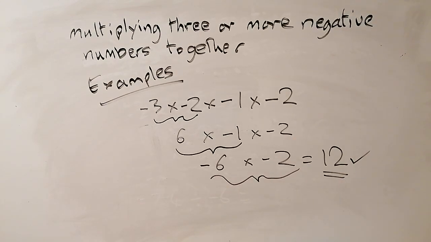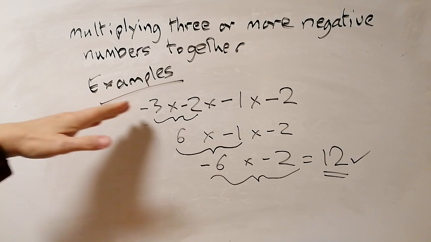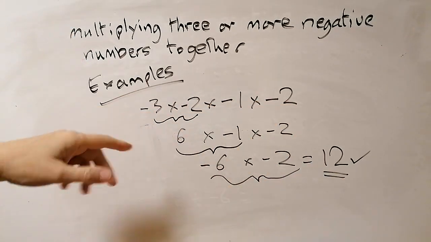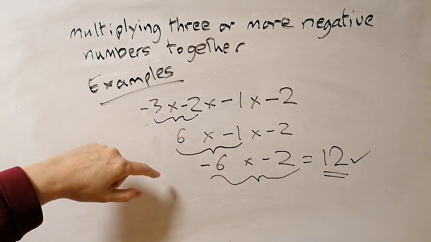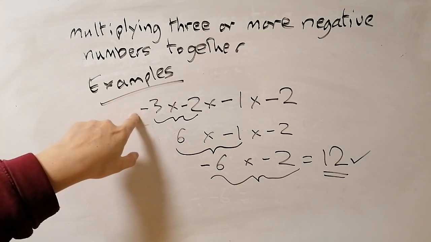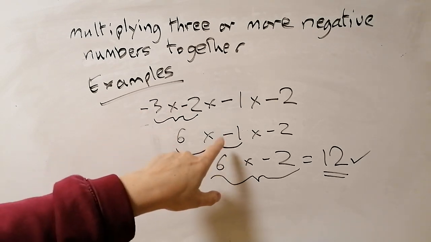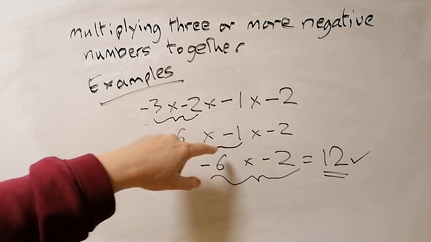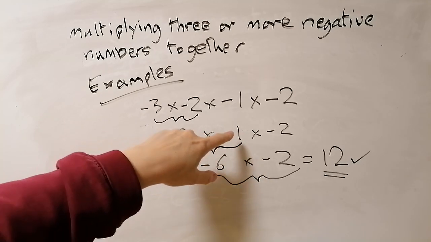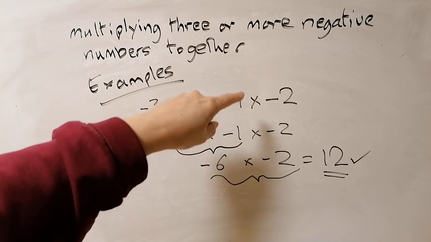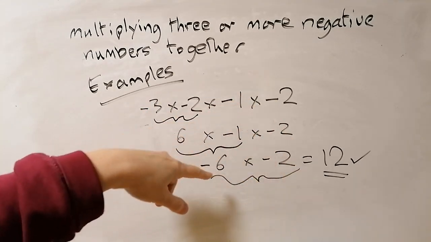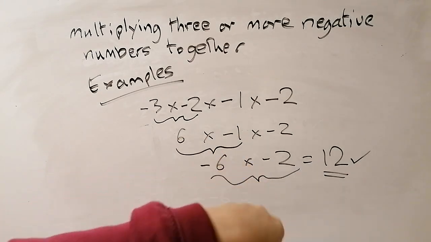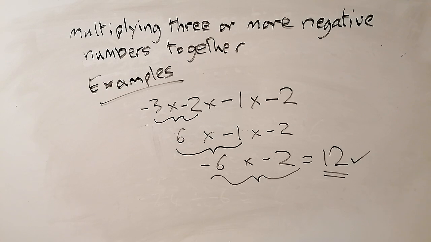Okay, so what we've got there is we're working from left to right. In this particular case, it doesn't really matter, but it's the easiest way to do it. Minus 3 times minus 2 is plus 6, because a minus times a minus is a plus. And then 6, so the answer to this bit, times minus 1, what we've put there, is minus 6, because a plus times a minus is a minus. And then we've got to then multiply it by a minus 2. So minus 6 times a minus 2 is minus times a minus, and that is plus 12.